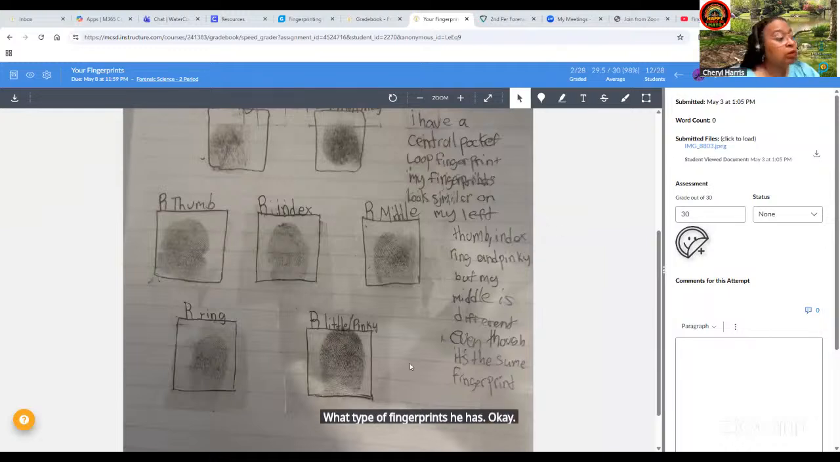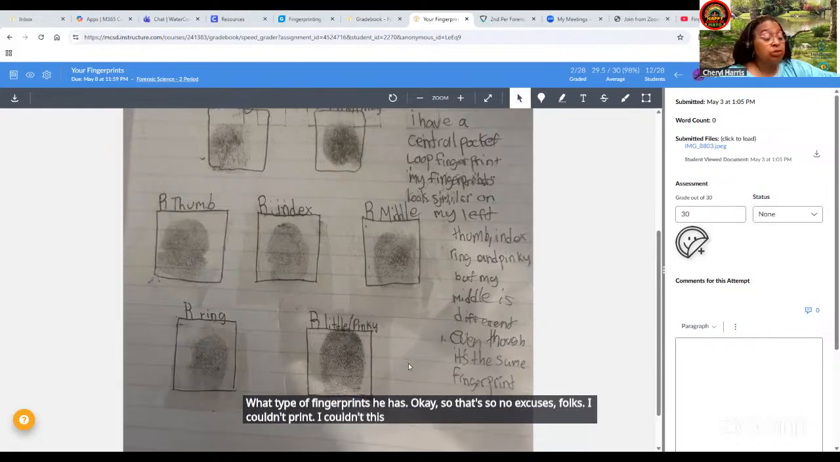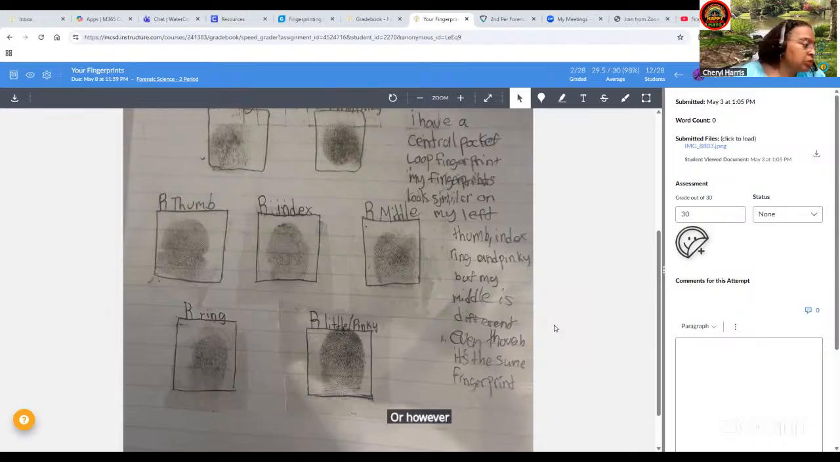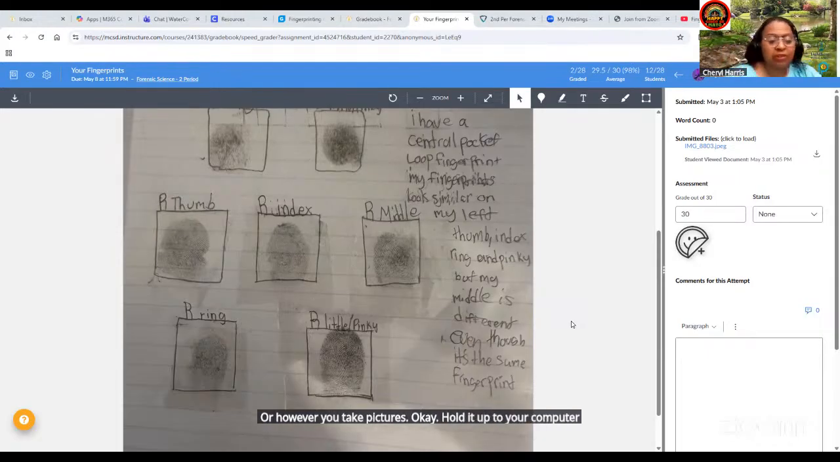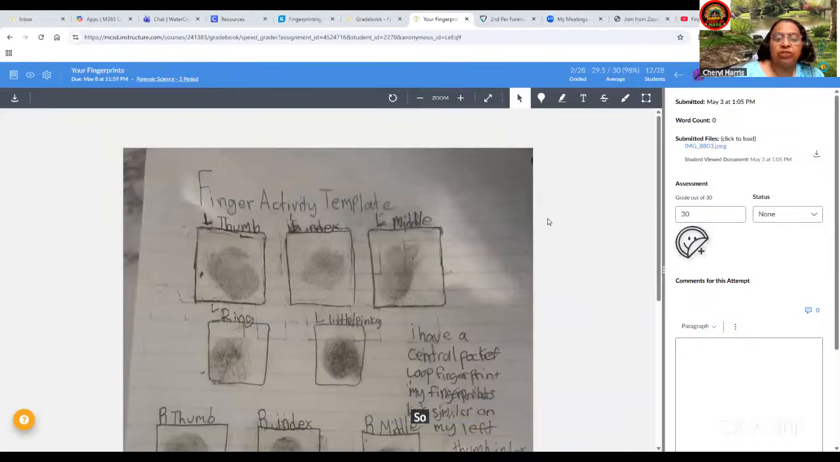Okay. So no excuses, folks. I couldn't print, I couldn't do this. What you do is you do it on paper, and then you take a snapshot of it and upload your picture from your phone or however you take pictures. Okay. Hold it up to your Chromebook and take a picture. All right. So that's what I need you to do with that.